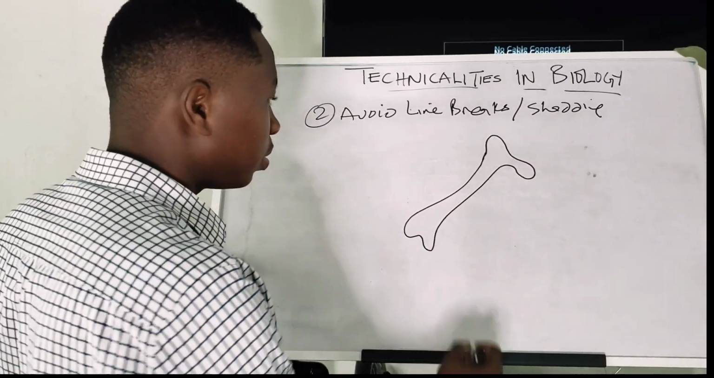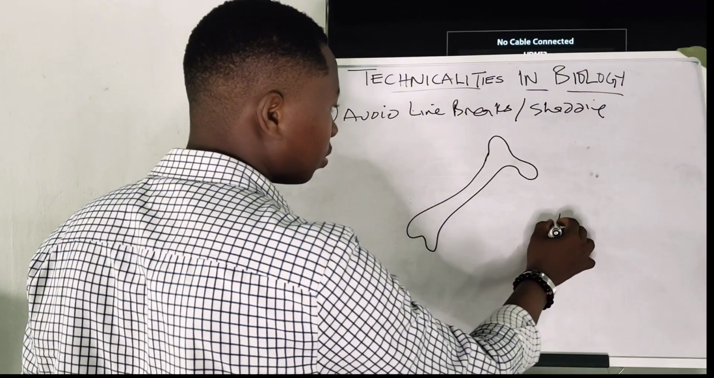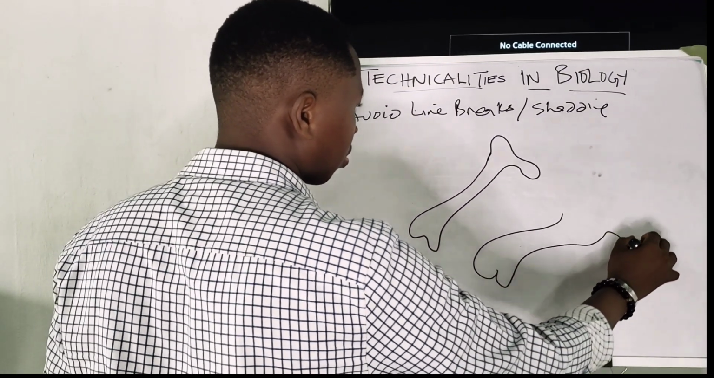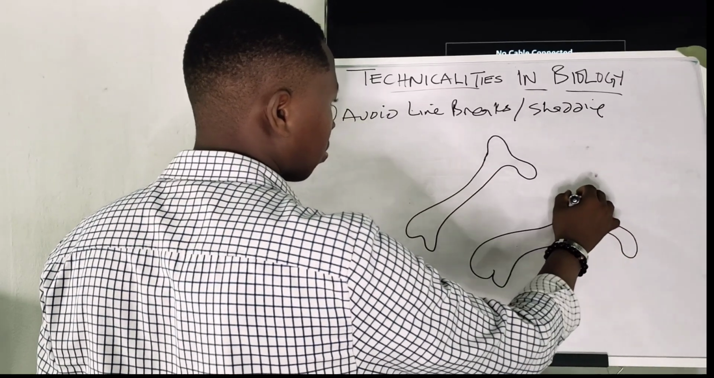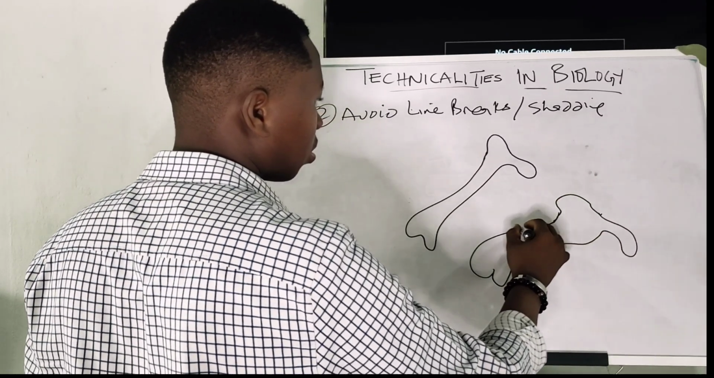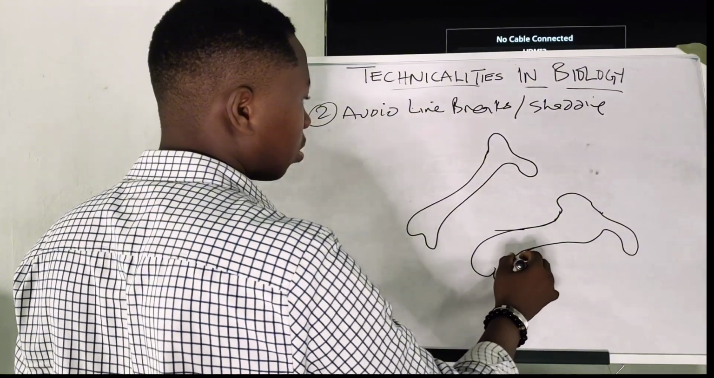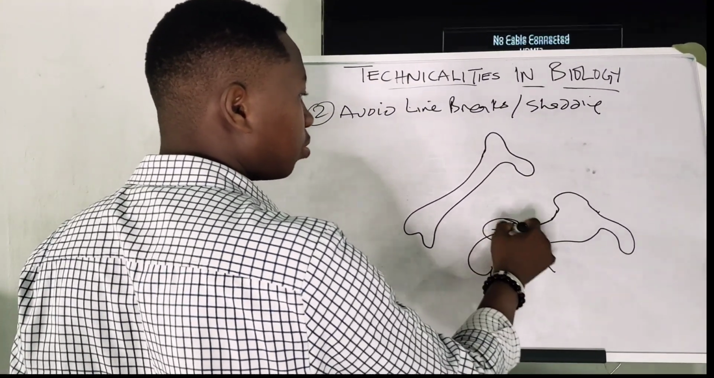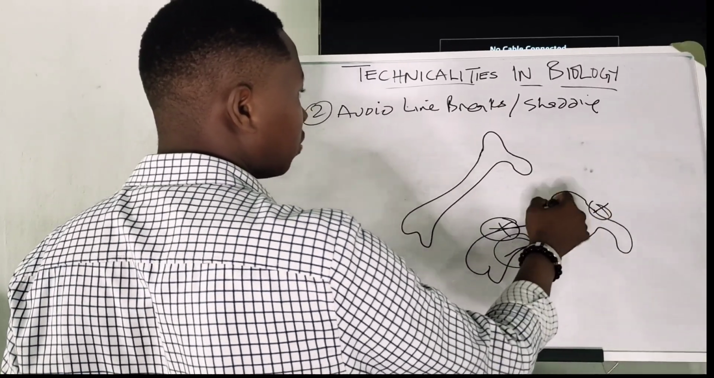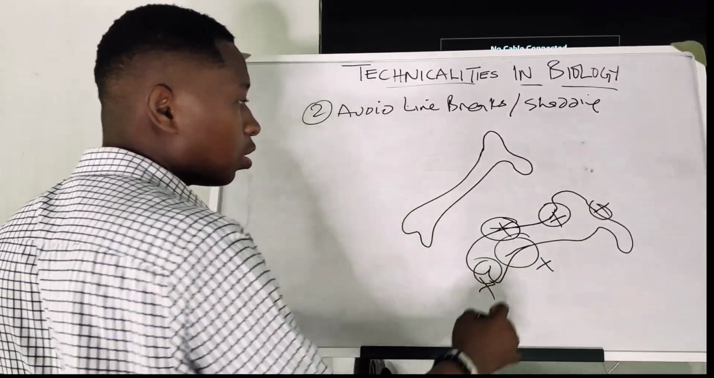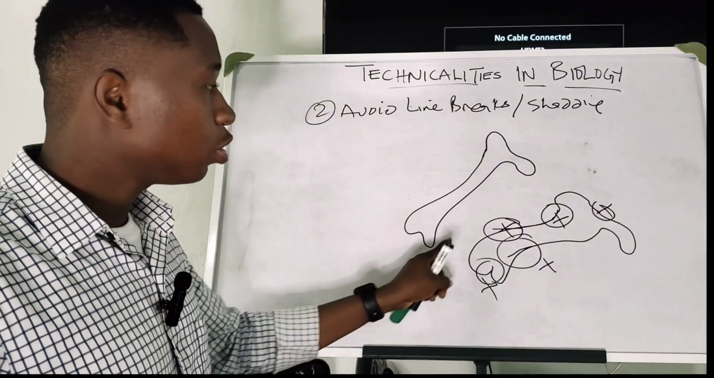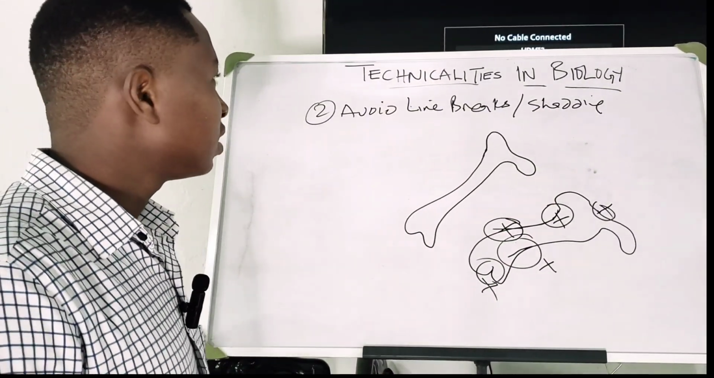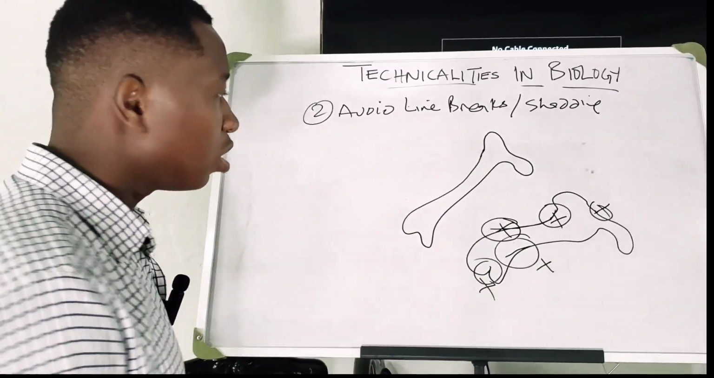Do not draw this way. This is very wrong. All these will fail you. Do not draw this way. Let your diagram be neat and let your pencil be very sharp. So that is it: avoid line breakage, and do not shade.